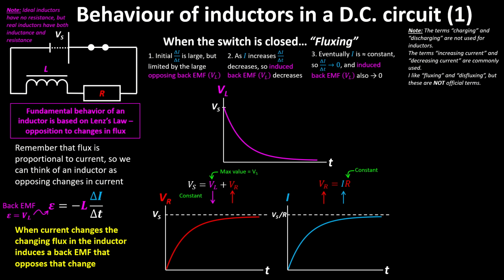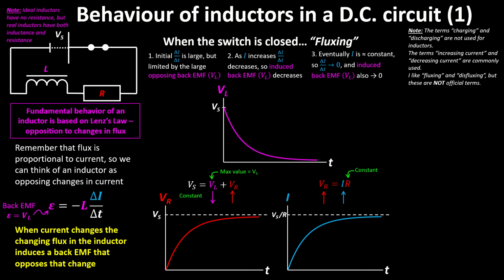Notice that those graphs are like the opposite of what you get for charging a capacitor. When charging a capacitor, the capacitor voltage starts at zero and goes up, and the resistor voltage and the current both drop down. For an inductor, the inductor voltage starts high and drops down, and the resistor voltage and current both start at zero and go up.